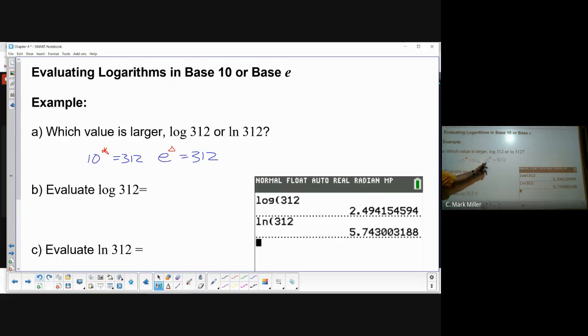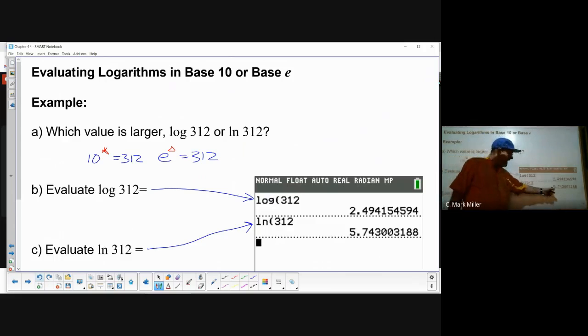Well, e is going to have to be raised to a higher power to equal 312 than 10 will, because 10 is a bigger number. You have to raise it to a lower power. You don't have to raise it to as high a power to equal the same number. And lo and behold, on your calculator, you see that 2.7 has to be raised to the 5 3/4 to equal 312. But 10 only has to be raised to like 2.5 power to equal 312.